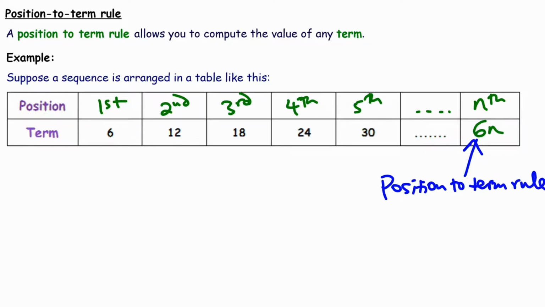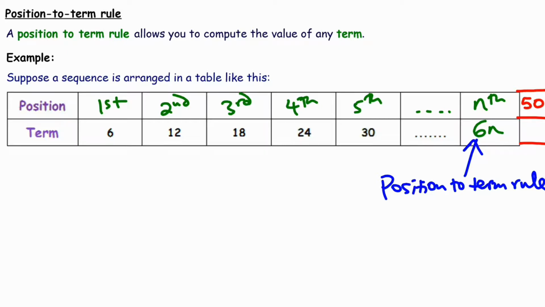Okay, because it's a rule that we can use to find any term in this sequence. So 6n is what's called the position to term rule. For example, suppose you wanted to find the 50th term. You can just use the position to term rule.